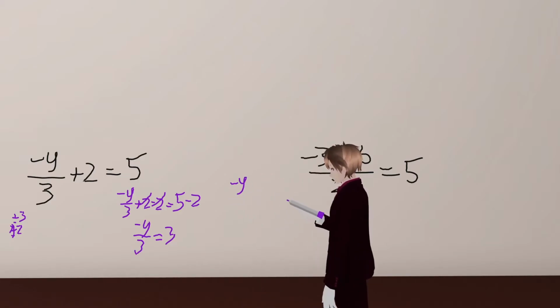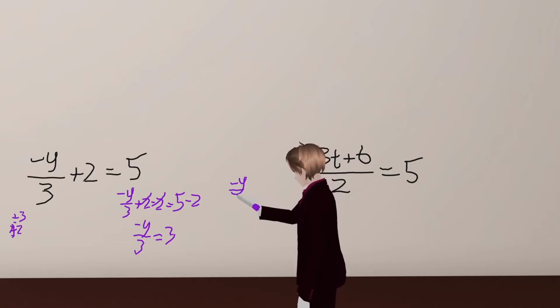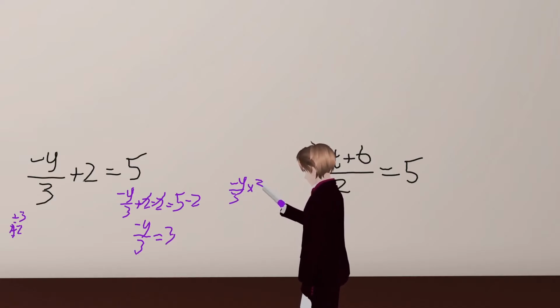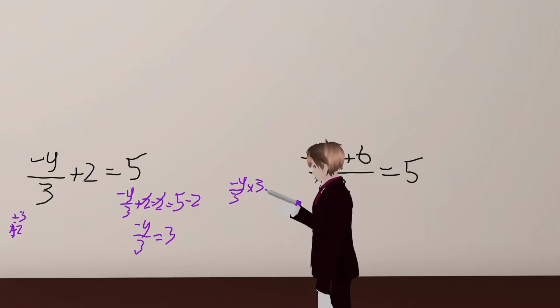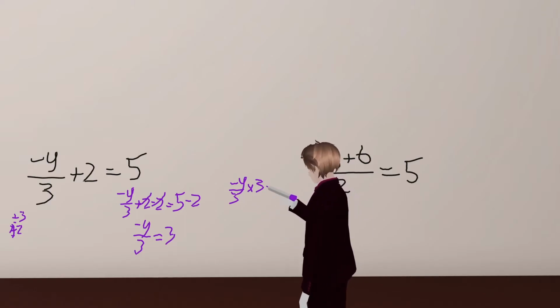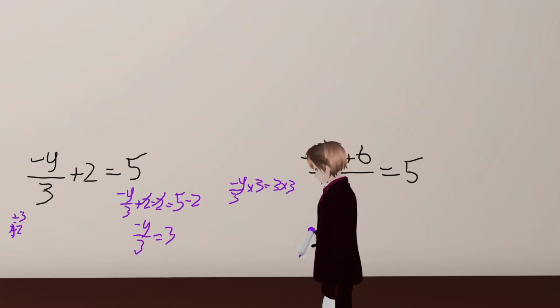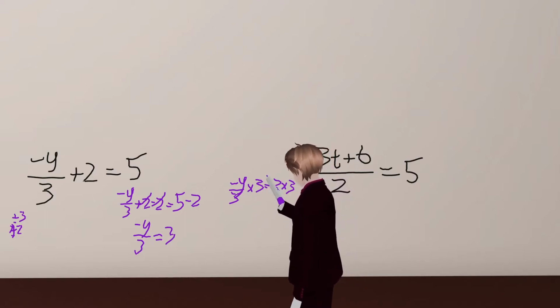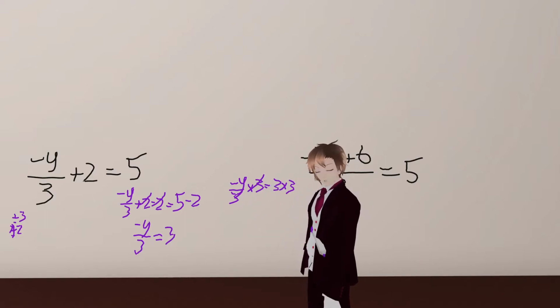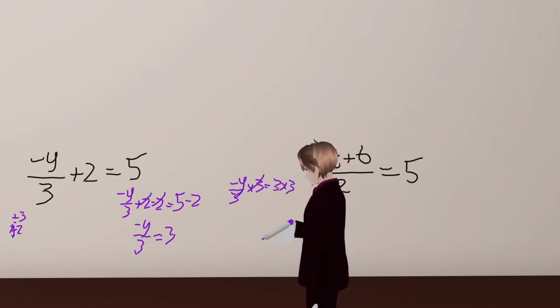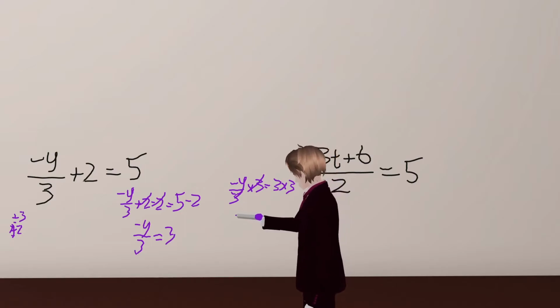negative y divided by 3, then we're going to times by 3. So my 3's will go away. And this equals 3 times 3, because what we do to one side, we do to the other. So these 3's are going to cancel. They're going to become 1. We don't want it to become 0, because then we'd have nothing. So we have minus y left over. That equals 9.